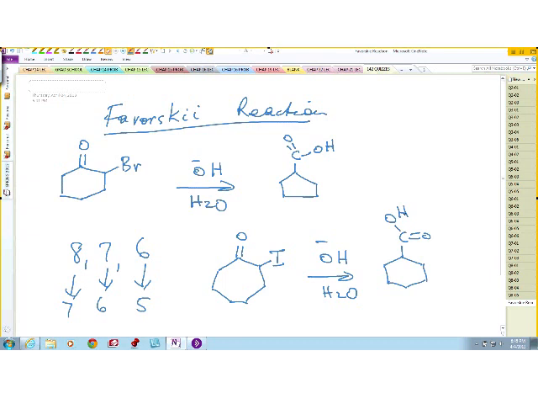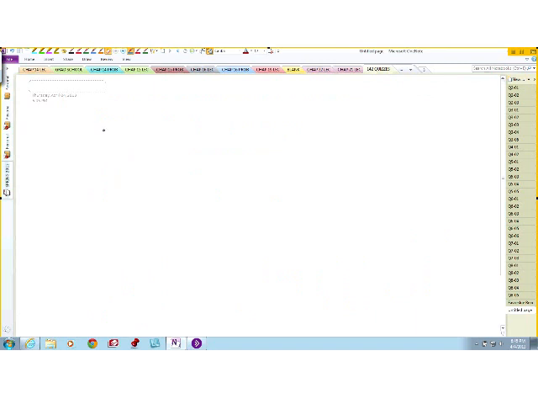Now, a complementary reaction that allows you to expand the ring. This is the last new reaction I will give you before the exam. From now, no more new reactions. A complementary reaction to the Favorskii reaction is a ring expansion. There is no name for this.